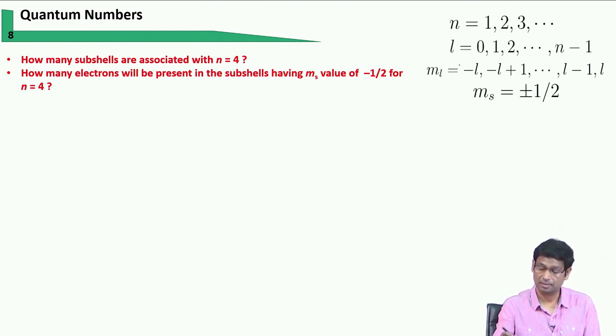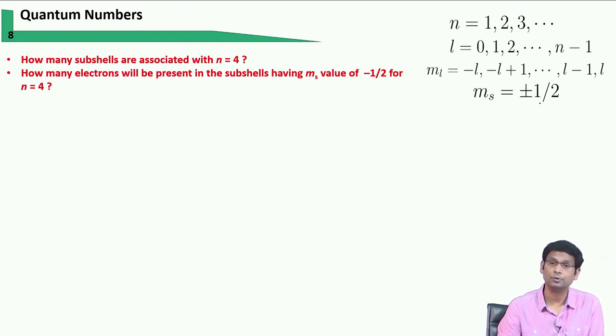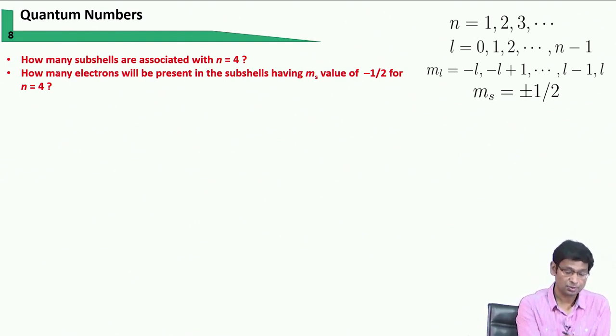And apart from these 3 quantum numbers, we also have the electron, which has a spin, and we denote the electron spin with the spin quantum number ms equals plus half or ms equals minus half, signifying the up spin of the electron or the down spin of the electron. This particular question concerns these quantum numbers. For example, this question asks how many subshells are associated with n equals 4.